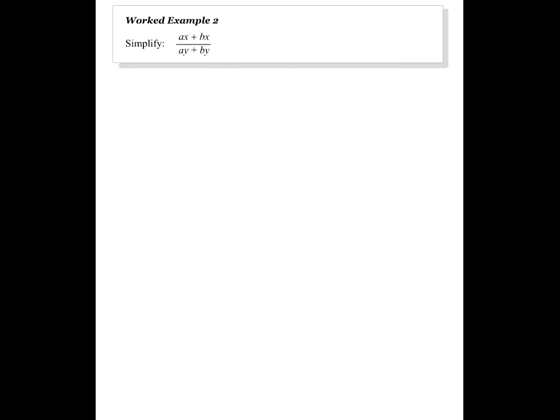In the fraction to be simplified in worked example 2, the highest common factor is not as obvious. Remember, when we multiply or divide top and bottom of a fraction by the same thing, we must deal with the whole of the top and the whole of the bottom. We cannot just scratch out the a's and b's.